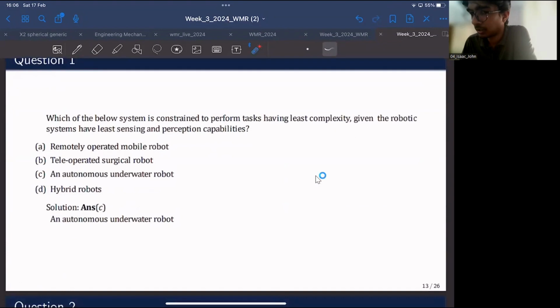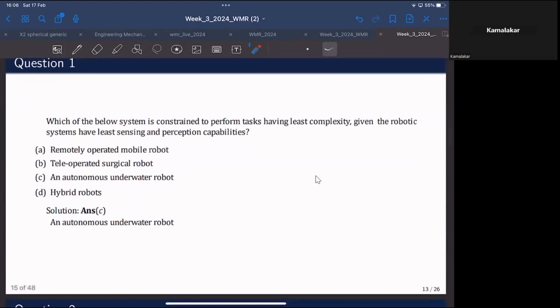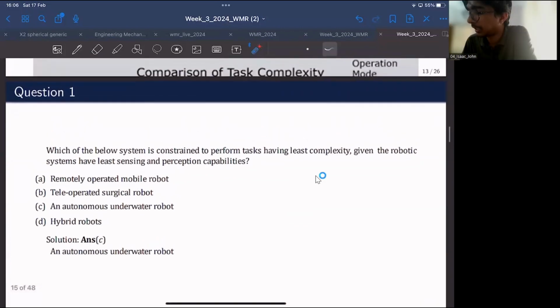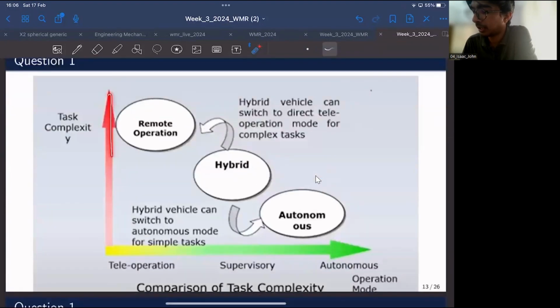Your graph shows least complexity means autonomous. Least sensing means remotely operated. Yeah, exactly. But I hope the graph at least makes sense, right? Right. Yeah.